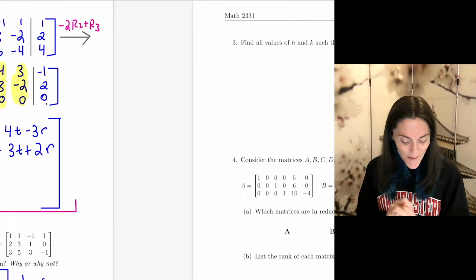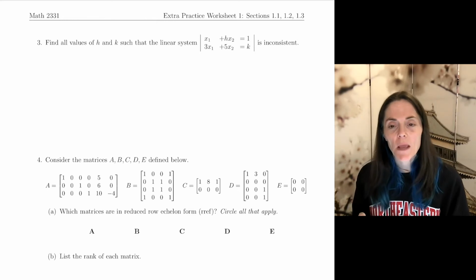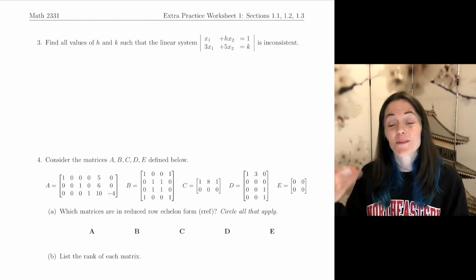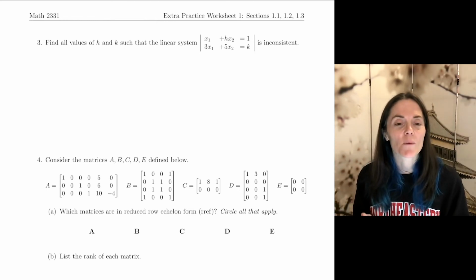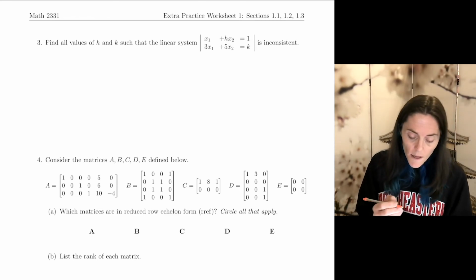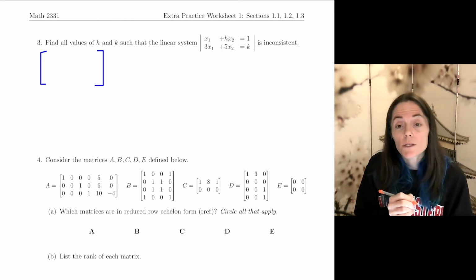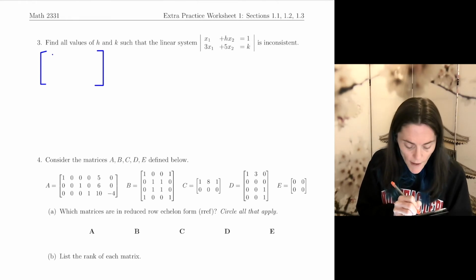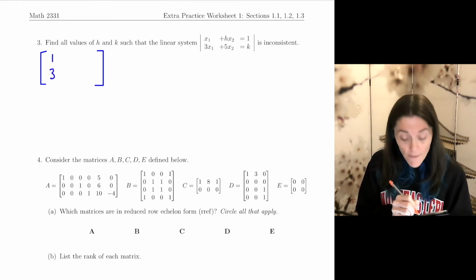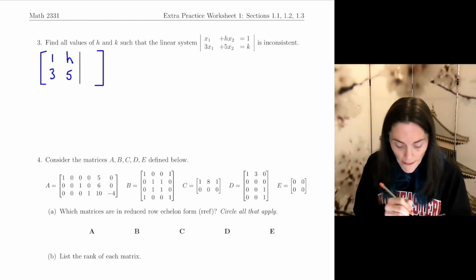Okay, let's move on. This is related to the last question. We have a linear system with 2 equations and 2 unknowns, and we want to find all values of h and k that make this inconsistent. Well, it very much goes along the ideas of what we were just discussing. So let's just write down the augmented matrix. We have 1, 3, h, then 1, 5, k.